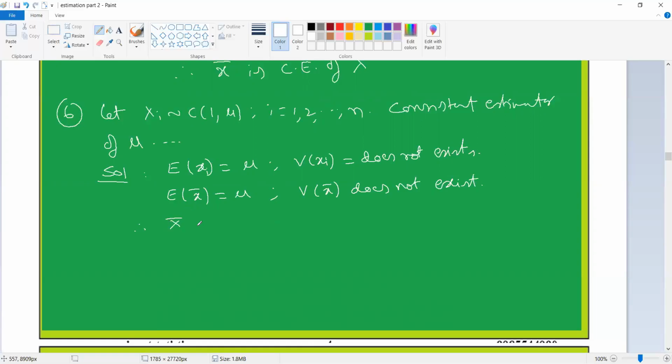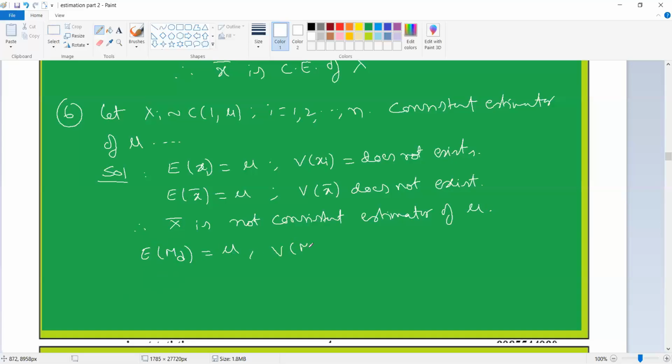So in this case, x bar is not a consistent estimator of mu. But in this case, additionally, we have to take the median. The sample median is also an unbiased estimator of population mean mu. Expectation of MD is equal to mu. Both are unbiased estimators.